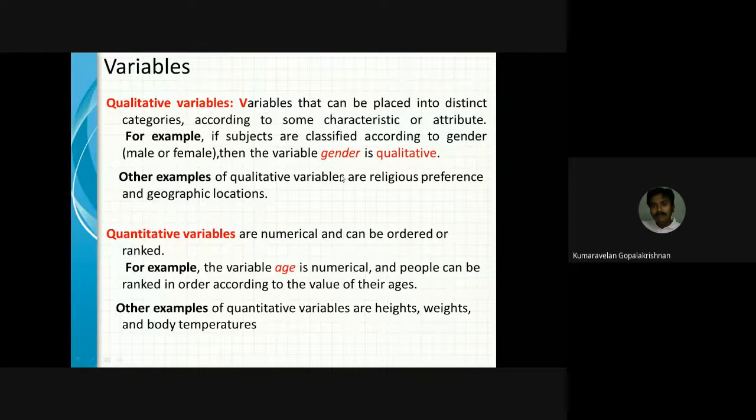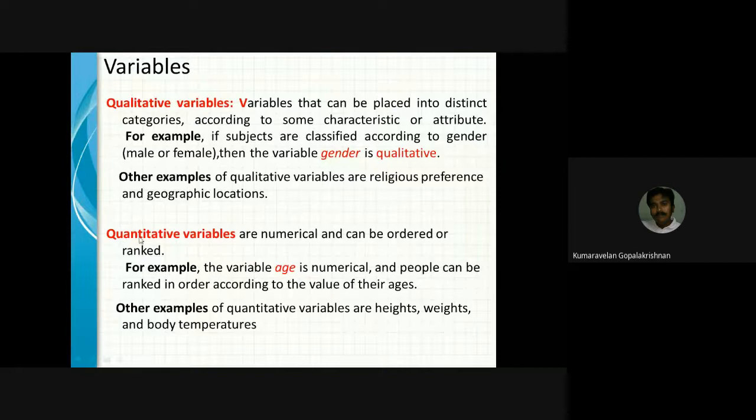If there is a data set, you come across a feature or a variable called gender. The gender is always a qualitative or categorical variable, that is, gender will hold the values male, female, or transgender, three values possibly, right? We can fix it as a category. That is the meaning of a qualitative variable.